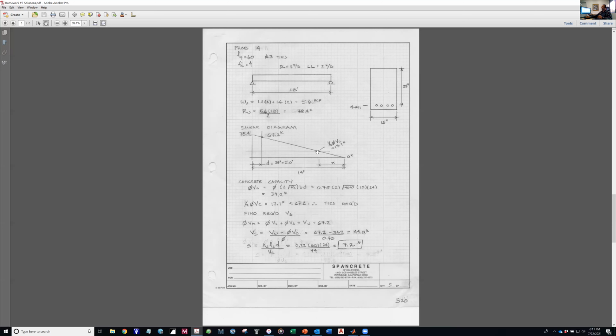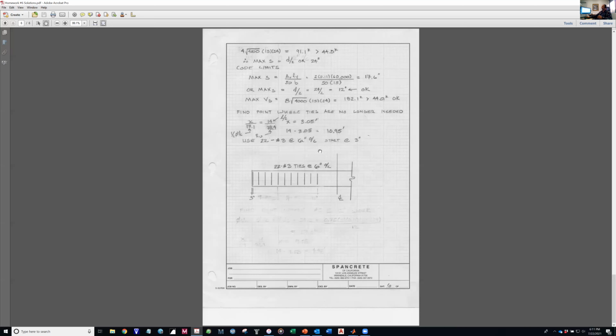And then what I did was I found out as a maximum how big that space can be, 3.05 feet. Then I took the whole half of the span minus that to give me that I have to have ties for at least 10.95 feet. I have to cover 10.95 feet. So I will put enough ties in there to go at least that far and maybe a little bit more, but not less than the 10.95.